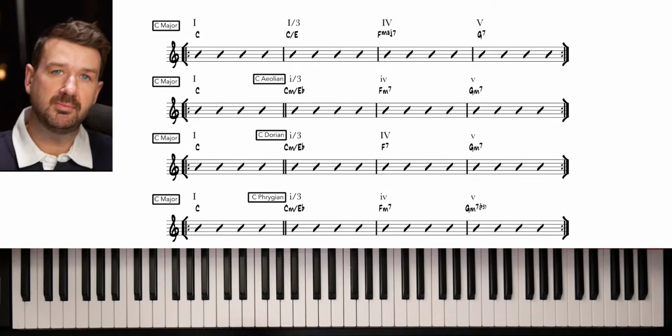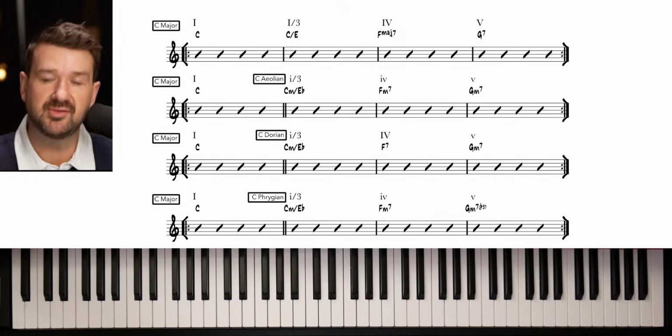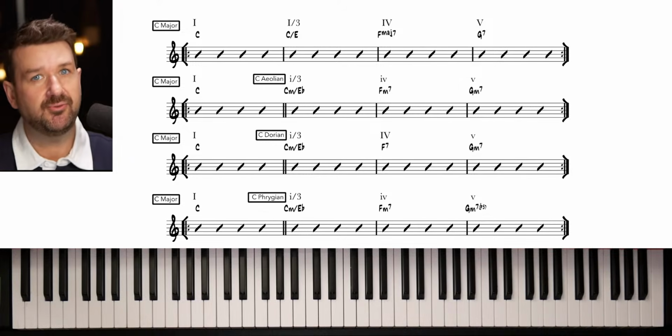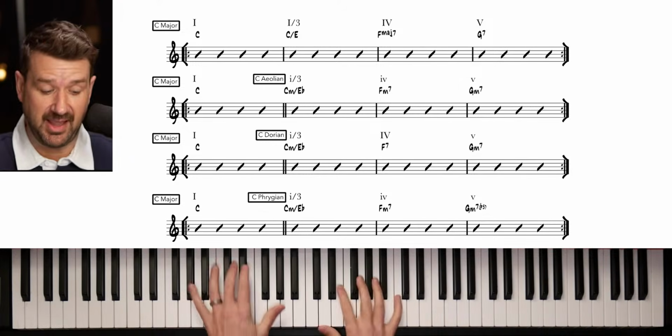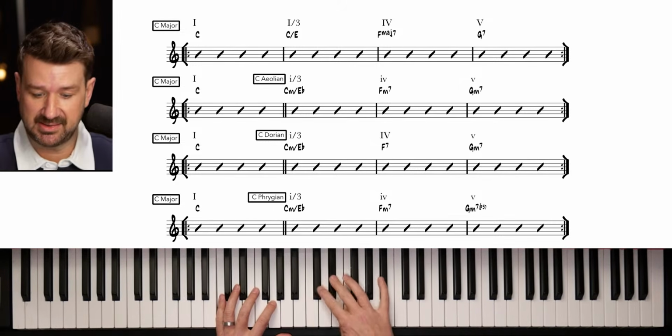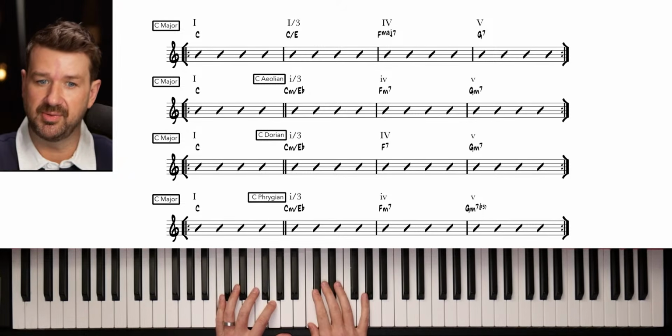Now there's one more mode that I want to talk about, and it's the Phrygian mode. The Phrygian mode is the third mode of a major scale, and we want to use the C Phrygian, which is the third mode of A flat major, right? So now we have a D flat in the mix and an A flat in the mix. It's a whole different vibe here with that D flat.